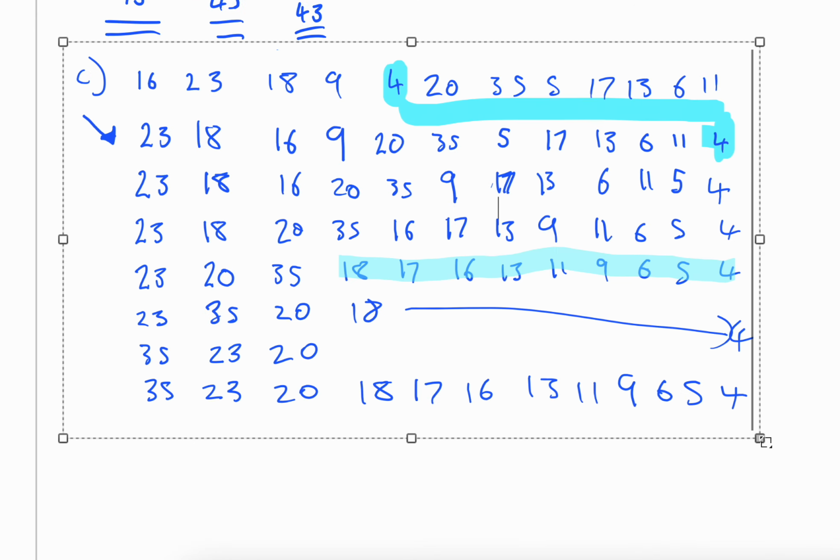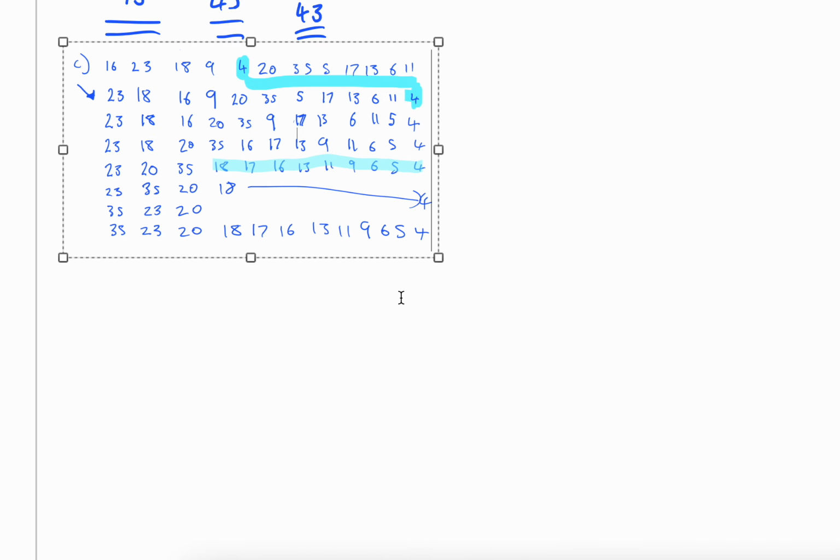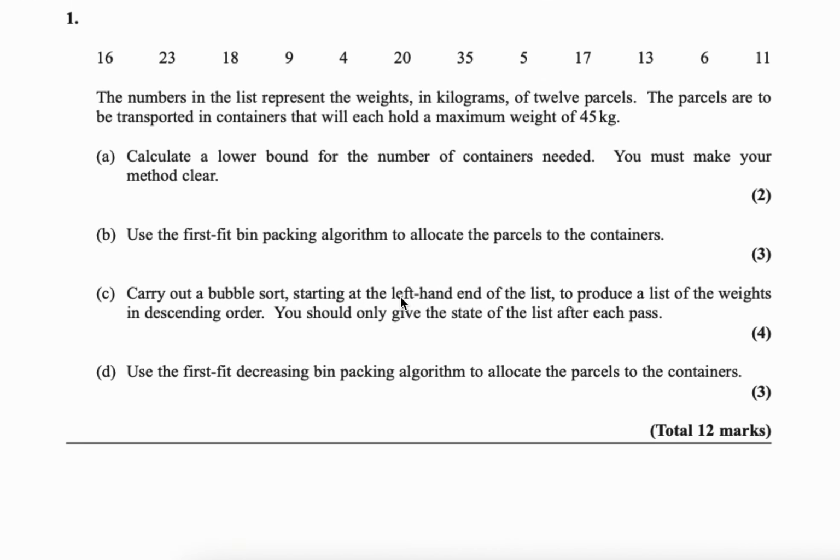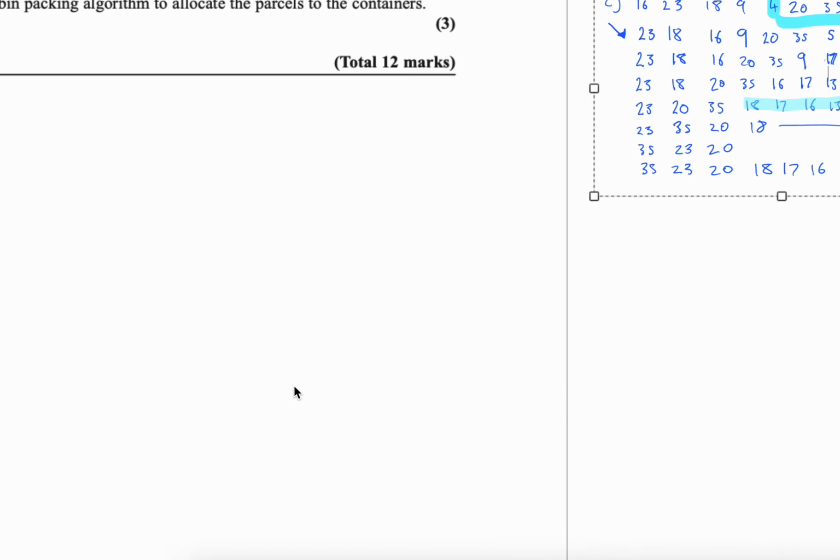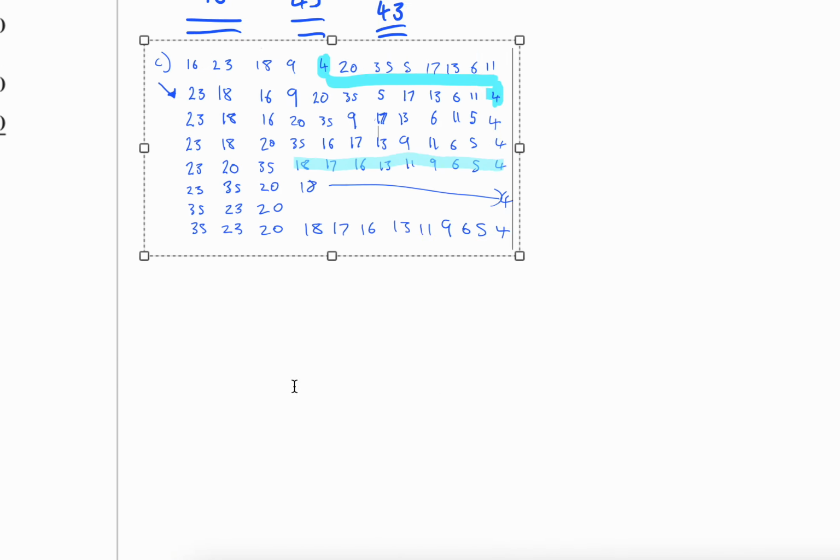So let's just shrink that one down, and that is now sorted. Can you guess what we're going to do next? Yeah, now that we have it in decreasing order, we're going to do the bin packing again. It's a very standard question, so this is part D.